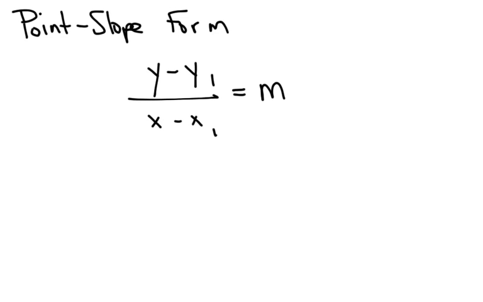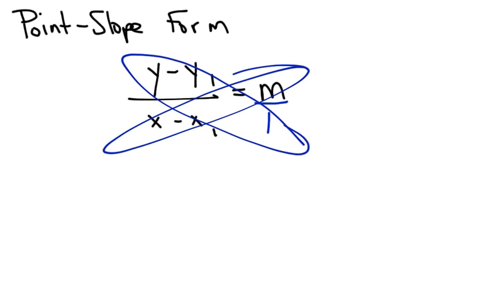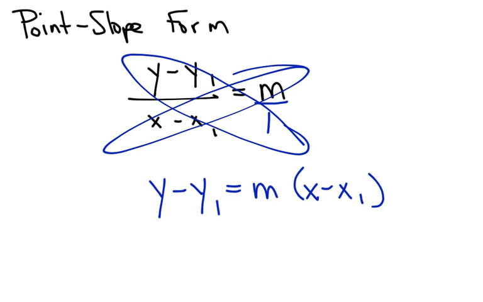Point-slope form starts as the slope formula. The only difference is instead of calling it y2 minus y1, I just called it y minus y1. And I call the denominator x minus x1. Well, if you think about this like a proportion, and then you cross multiply, you're going to find out that y minus y1 is equal to m times x minus x1. This is the more traditional way of writing point-slope form.